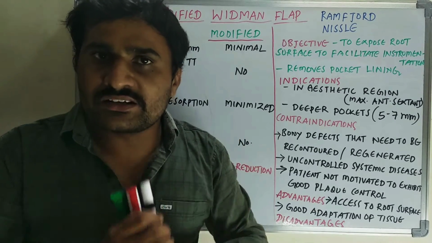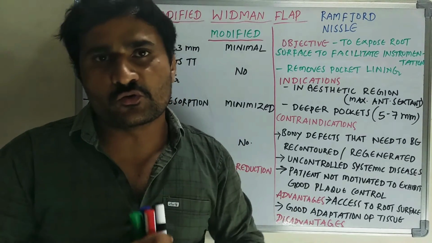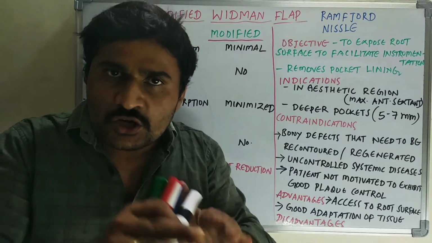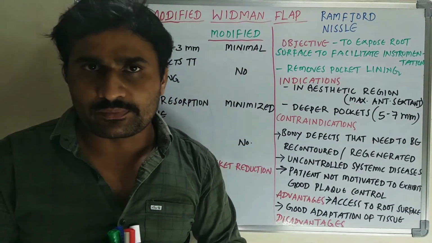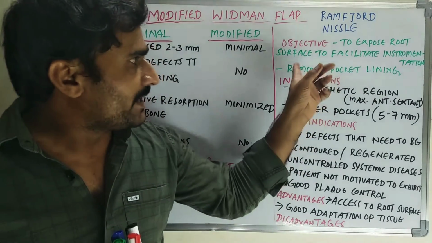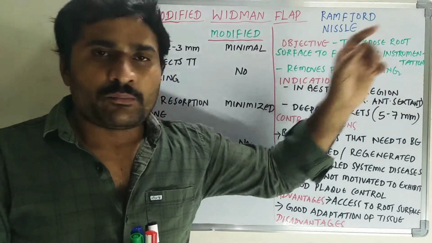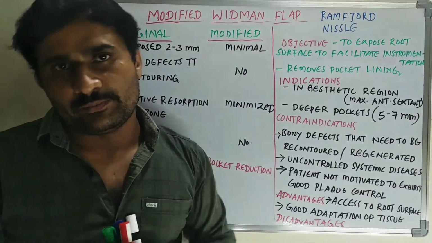How can you remove that? You have to gain access to the root surface. How can you gain access? You have to elevate the flap. That is what you are doing in the periodontal flap. Another objective is to remove the pocket lining also in the modified Widman flap.